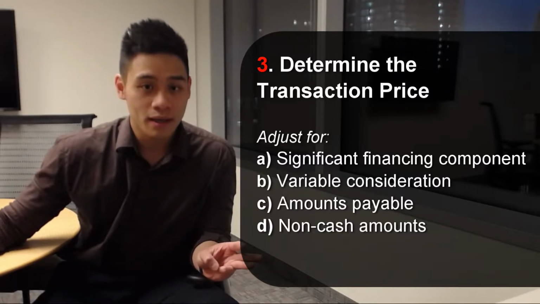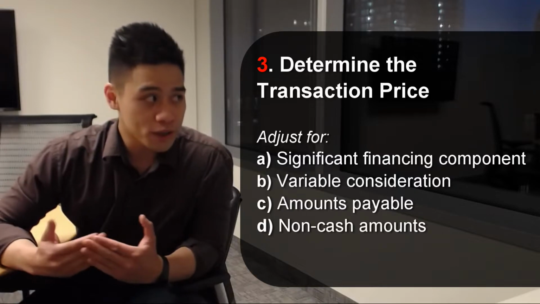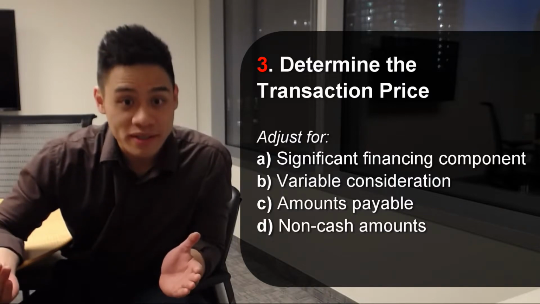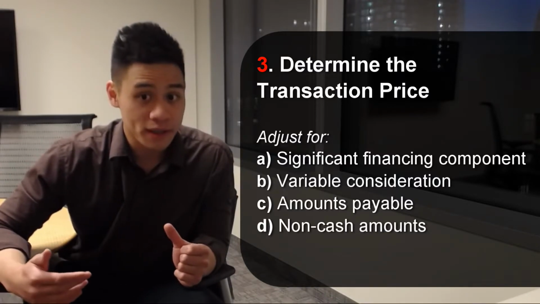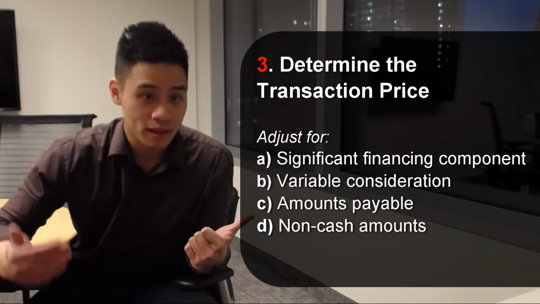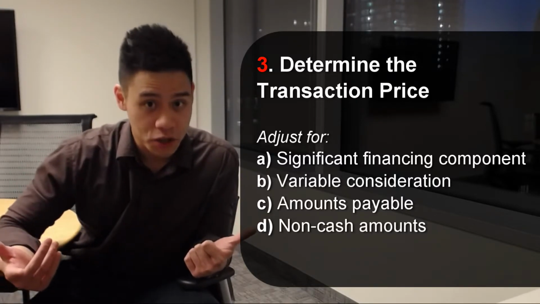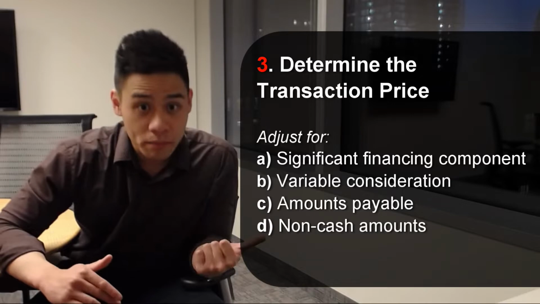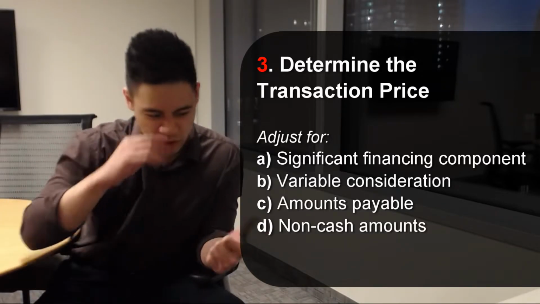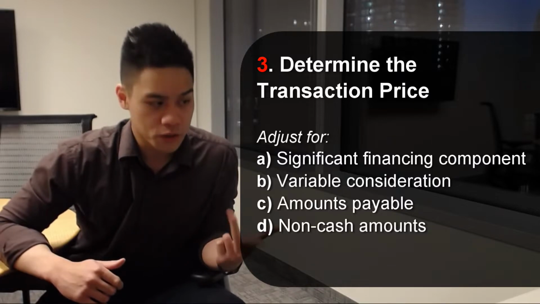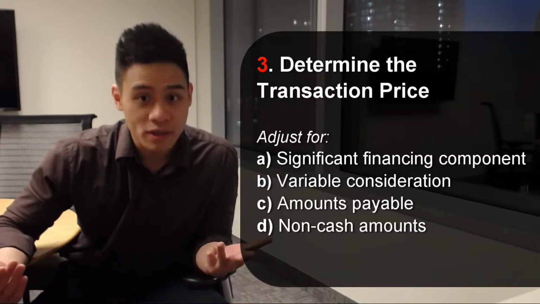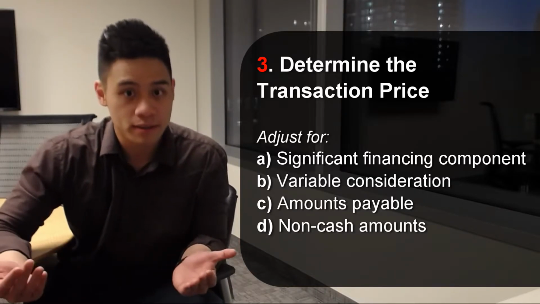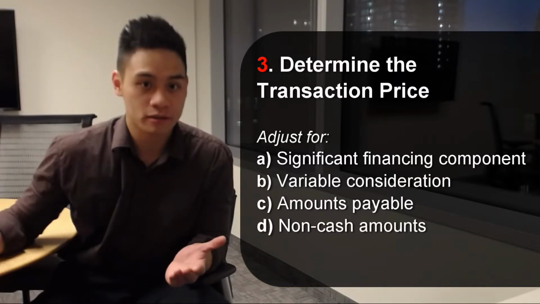And then we're on to step 3, determining the transaction price. For this one, we're determining the transaction price, but with considerations such as if there's a significant financing component, we have to take into consideration the effects of the time value of money. Also variable consideration. This includes volume discounts, rebates, returns, performance bonuses, and then amounts payable to the customer, such as refunds, rebates, and also non-cash amounts.